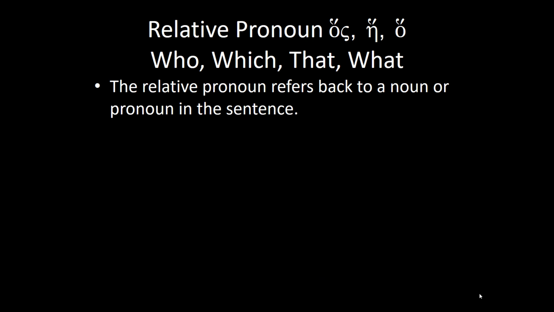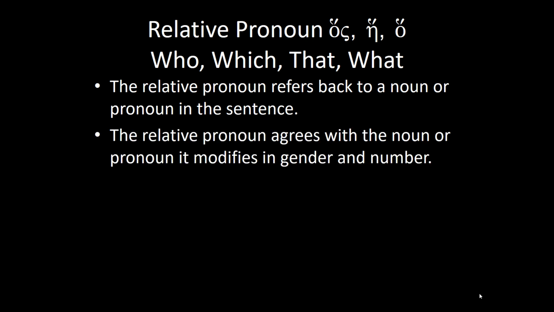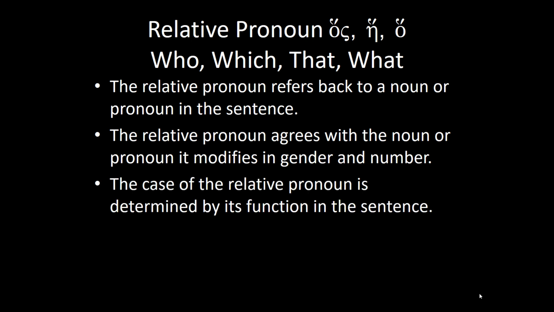So a relative pronoun refers back to something else in the sentence that could actually be in front or behind, but it's referring to something else. We'll call that the antecedent. Since it's referring to something else, it has to agree with that thing, that noun or pronoun. It has to be the same gender, and it has to be the same number. So if it's referring to something that's masculine, then this pronoun would be masculine. If it's referring to something that's singular, then it will be singular. But now its case is dependent on what it's doing in the sentence. So the case changes just depending upon its function.